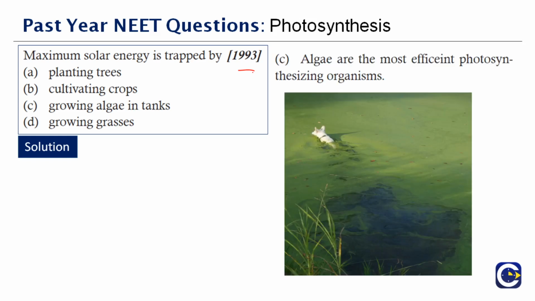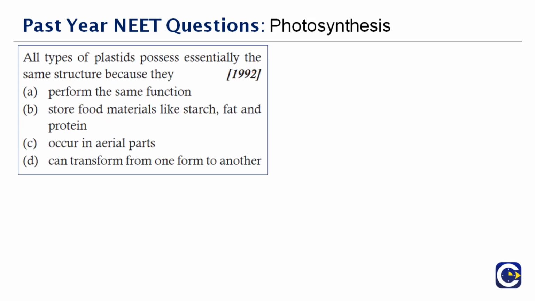Here you have a picture which represents that. You have the algal bloom over the pond. See how fast it can grow, right? It shows clearly how effectively it uses the photosynthesis method. Therefore, the correct answer to this question is option C. Now moving to the next question here.